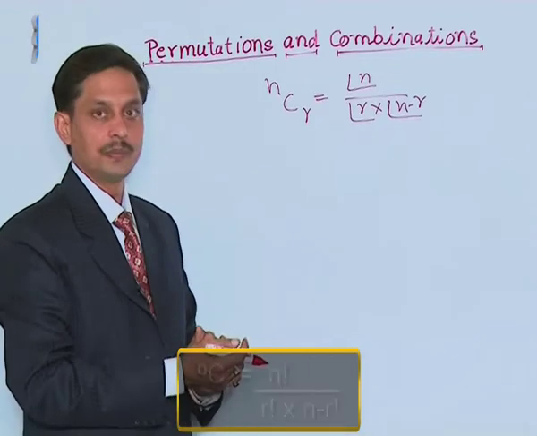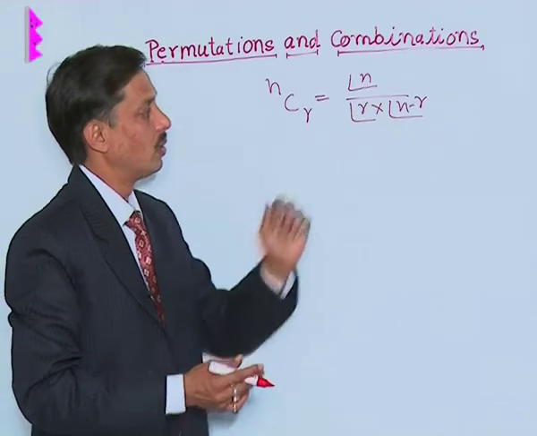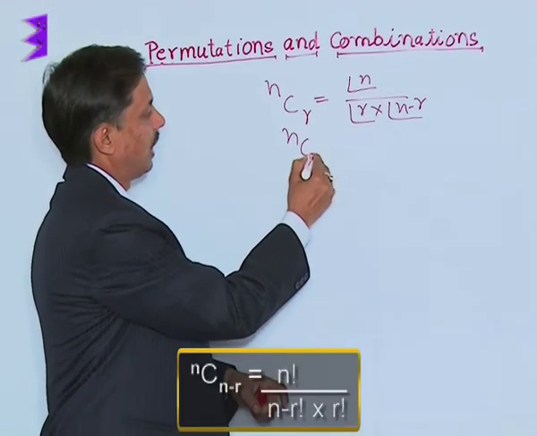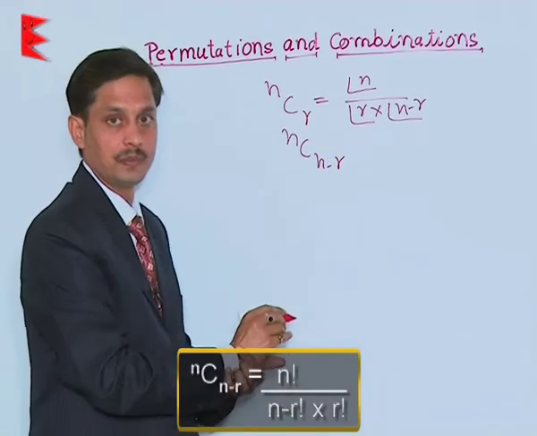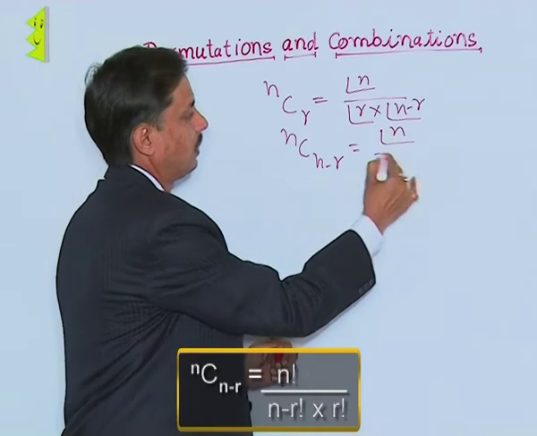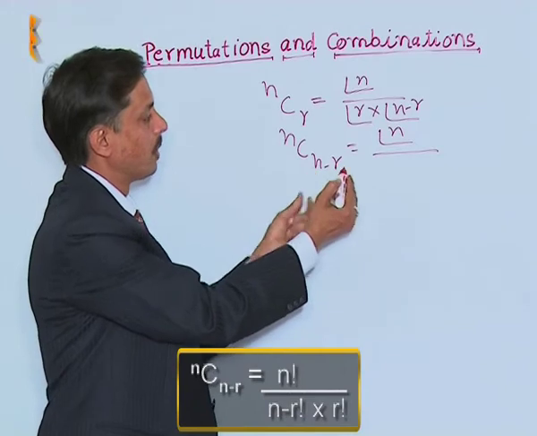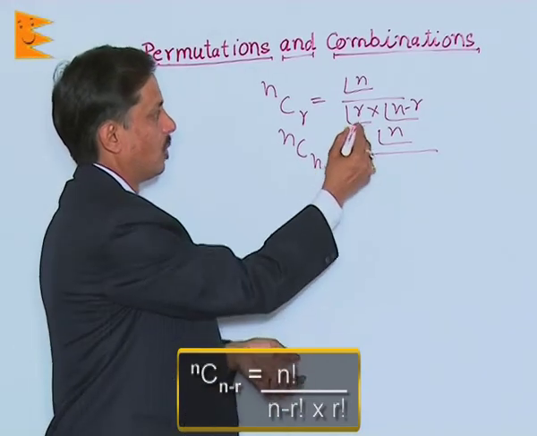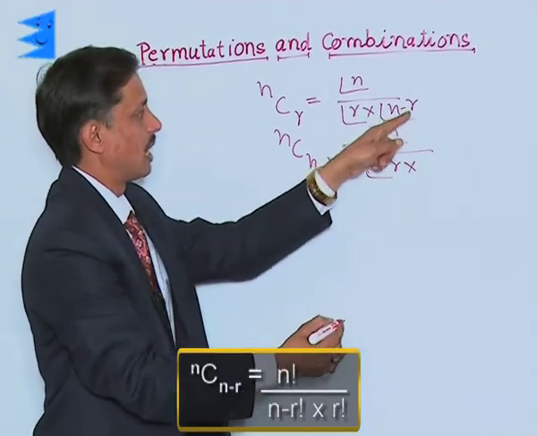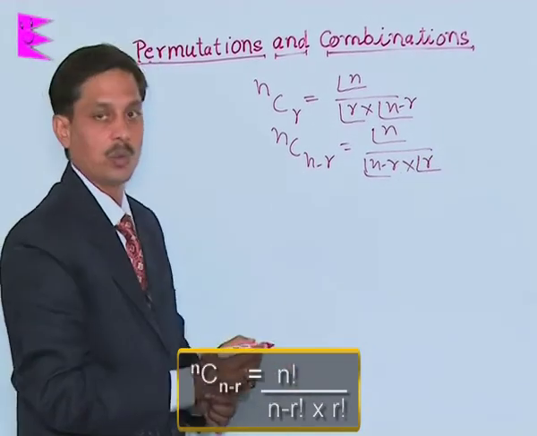This is the first result, that is, nCr is equal to factorial n upon factorial r into factorial n minus r. We also say the answer of nC(n minus r) is the same result: factorial n upon, in place of r in the denominator of the first result, we will supply n minus r. So this will be replaced by n minus r, and in place of this r, if we write n minus r, then n minus r will reduce to factorial r.